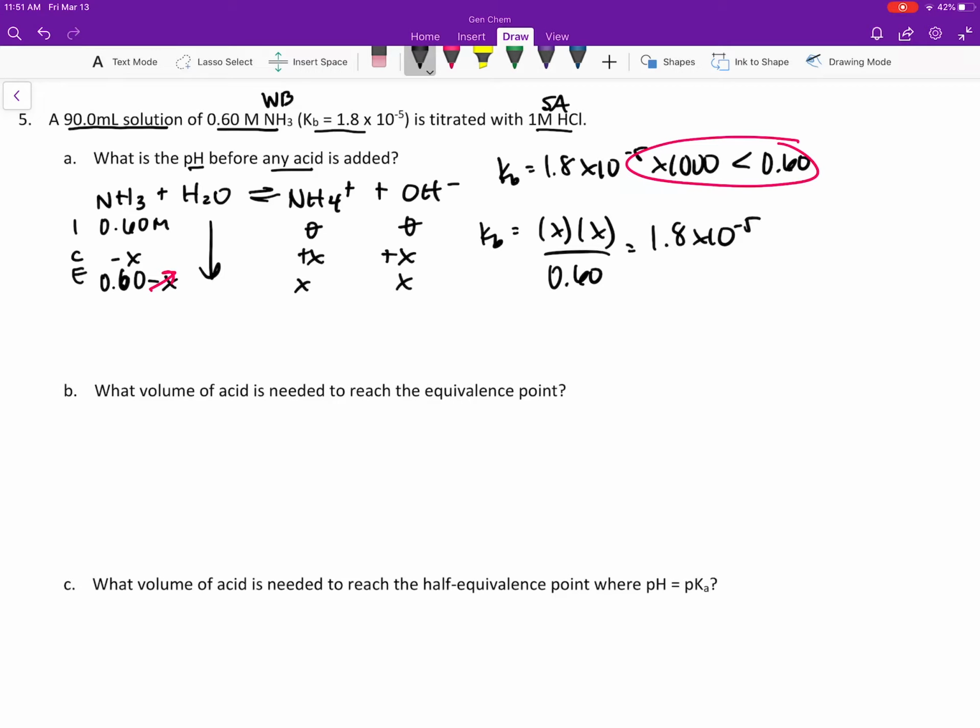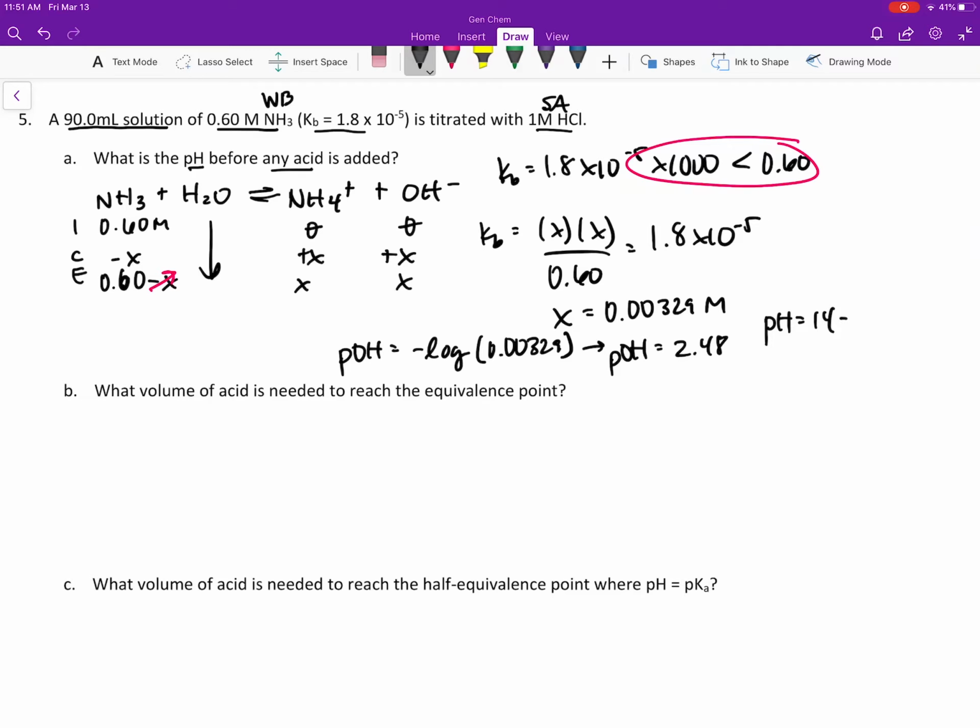to solve for the pH, which will really be the POH. And that's that x is equal to 0.0329 molar. I'm going to take the negative log of that value, and that's going to give me a POH. Let's write that right. POH of 2.48, and to solve for the pH, I'm going to subtract the 2.48 from 14, which gives me a basic pH of 11.52, which makes sense because it's a base and no acid has been added at this point.